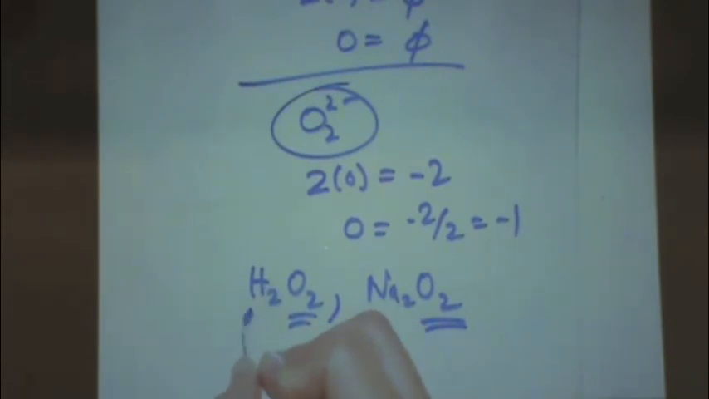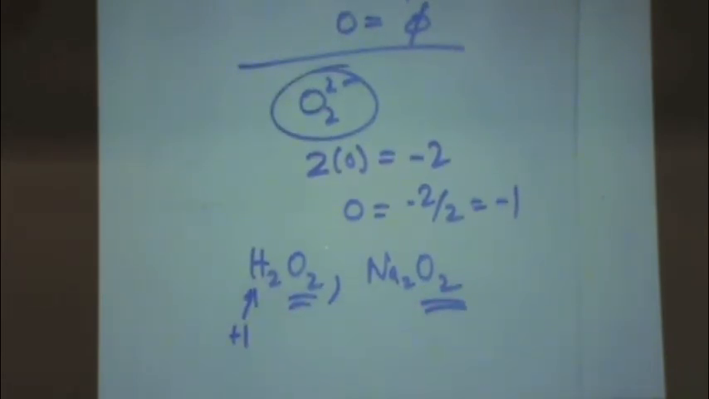Yeah, so each H is +1 for a total of +2. And each O is -1 for a total of -2. She was asking how did this work out? So each H is +1, each O is -1. If you did -2, it wouldn't work in here.